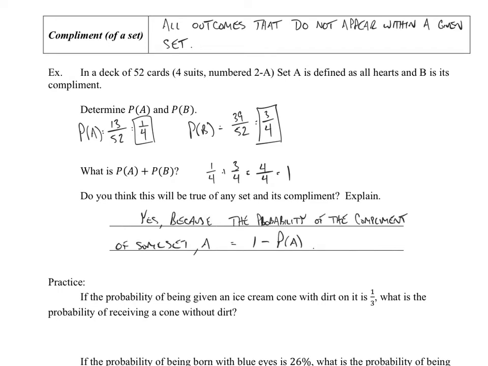And the definition I've given here is basically just saying that the probability of the complement of some set A is equal to 1 minus the probability of A, and that's your complement. In this case, it ended up being B.